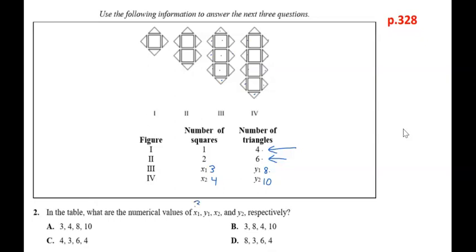So when they give you the multiple choice question, what are the values of x1, y1, x2, y2? I write them above and then find the choice that matches. x1 is 3, y1 is 8, x2 is 4, y2 is 10. And so we find the one that has 3, 8, 4, and 10. So it's a bit of a strange question, but what we're creating here is a table of values. The figure number for figure 1 has squares, and then we have triangles based on how many squares or tables we have.